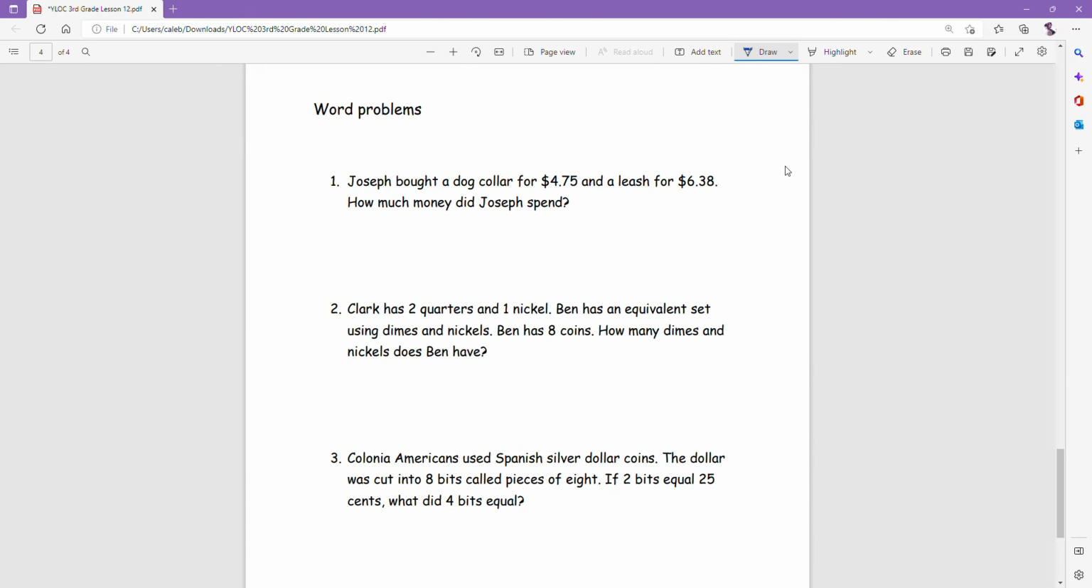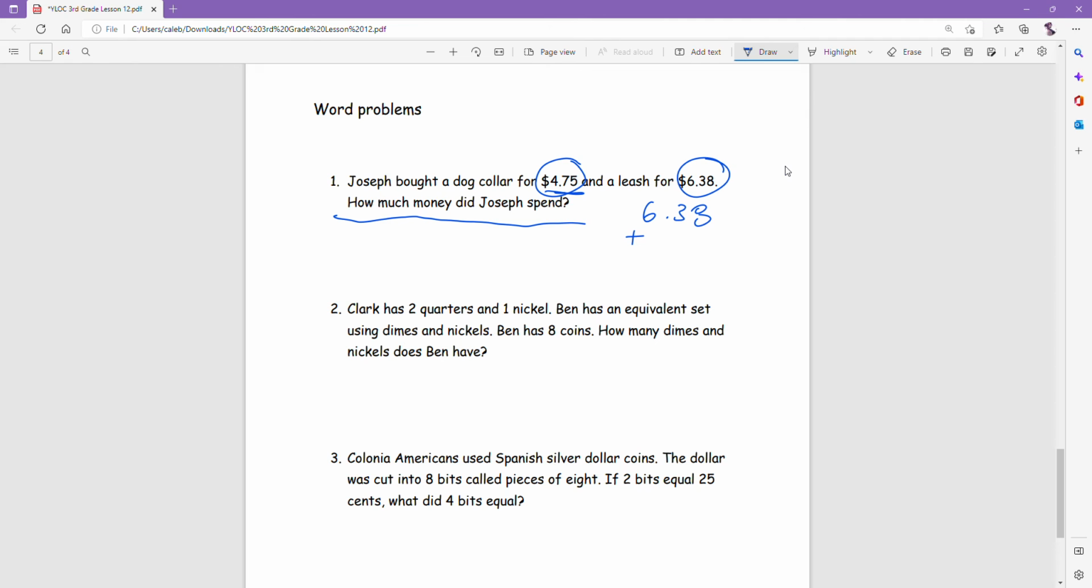So it says Joseph bought a dog collar for $4.75 and a leash for $6.38. How much money did Joseph spend? So first, this is what the question is asking. How much money did Joseph spend? We're going to circle the important information. So he bought a dog collar for $4.75 and a leash for $6.38. So what we're going to need to do is find the total cost. So we're going to have to add them together.